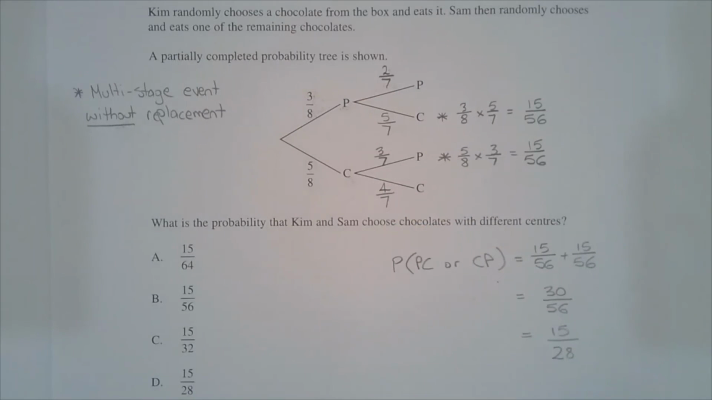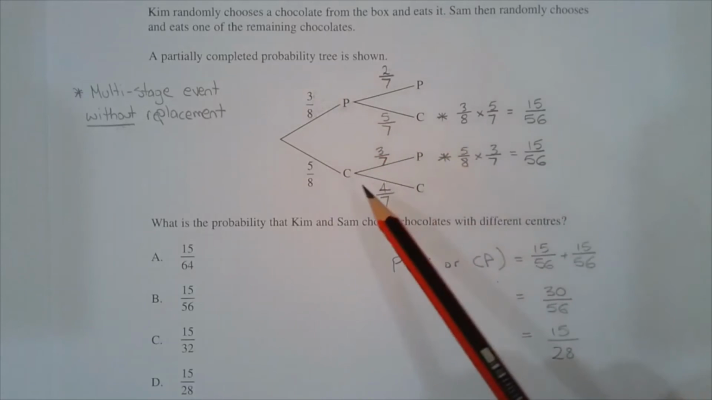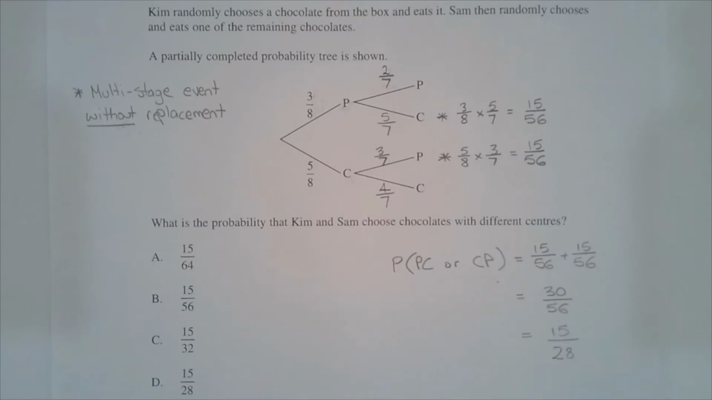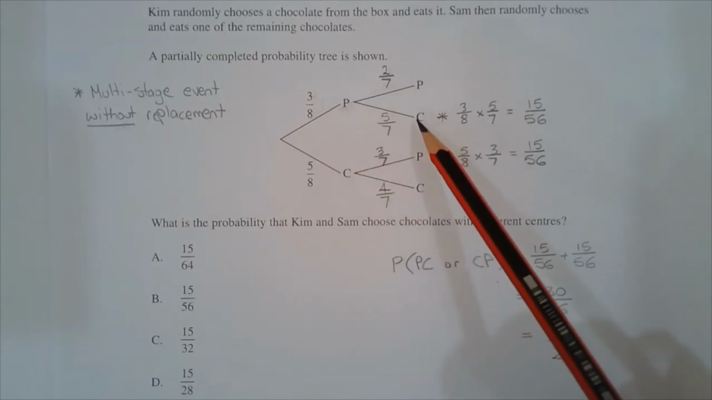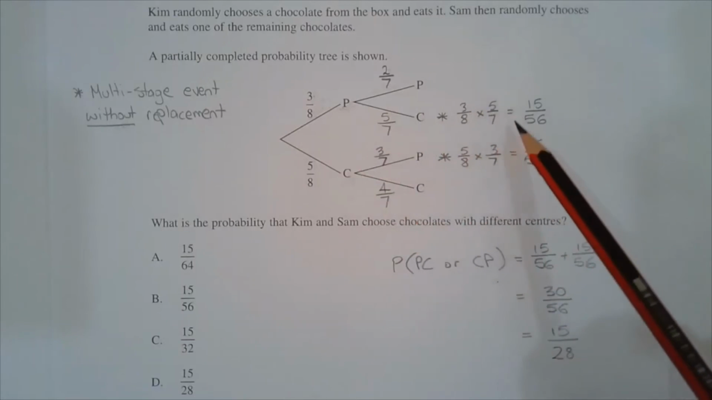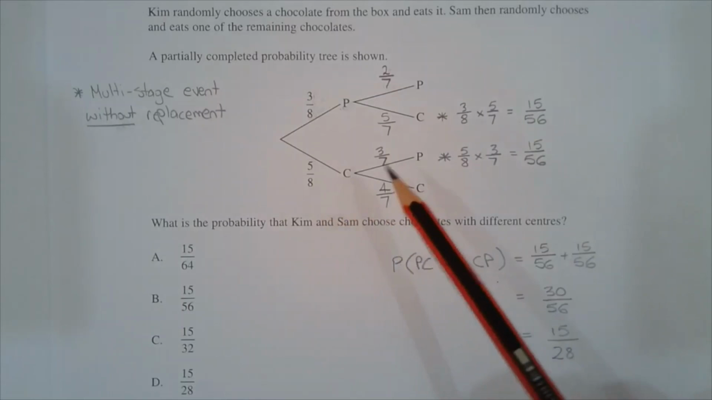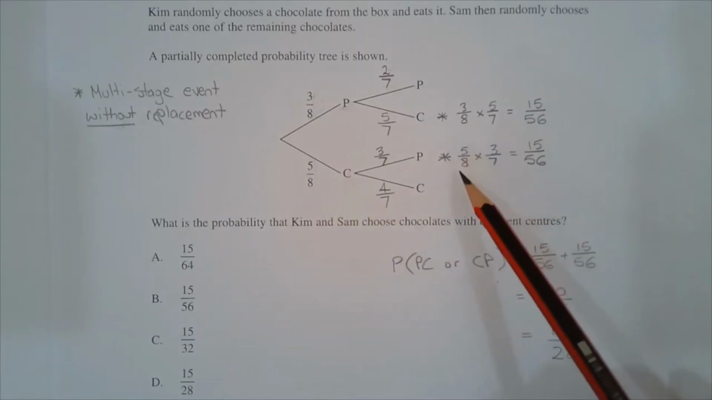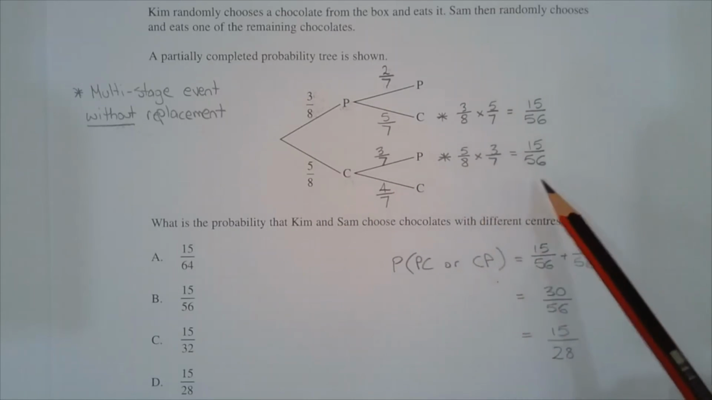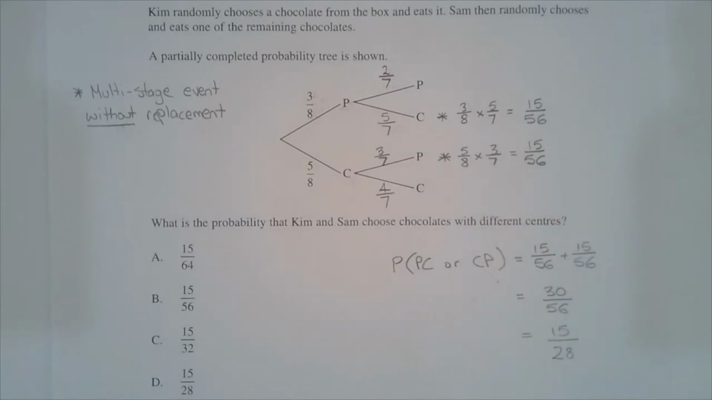Now we're interested in the probability that the 2 chocolates chosen were of different centers, and that can occur in any order. So the two outcomes that we're interested in are peppermint caramel or caramel peppermint. The probability of peppermint then caramel is 3 out of 8 multiplied by 5 out of 7, which equals 15 out of 56. And the probability of caramel then peppermint is equal to 5 out of 8 multiplied by 3 out of 7, which equals 15 out of 56.